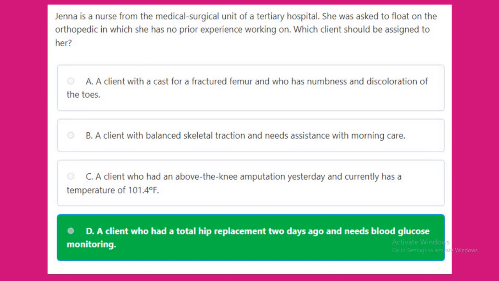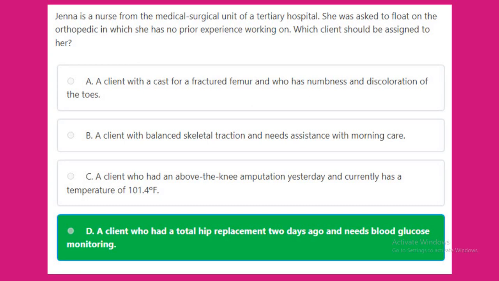Jenna is a nurse from the medical surgical unit of a tertiary hospital, right? She was asked to float to the orthopedic department, in which she has no prior experience working. Which client should you assign to Jenna, right? So Jenna is from the medical surgical unit and she has to work on the orthopedic floor. So we have to make sure that the clients who have specifically orthopedic needs, right? We should not assign that client to Jenna.